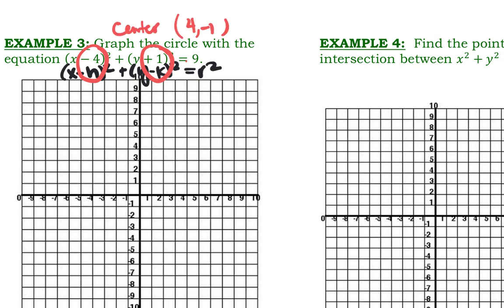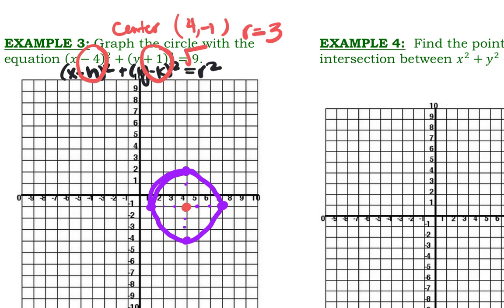All right, what would the radius be? 3. Okay, so you're going to graph it. You're going to graph 4, negative 1, so that's going to be your center. And the 3, you're just going to make 4 points. You're going to go up 3, 1, 2, 3, make a point. Go to the right, 1, 2, 3, make a point. 1, 2, 3 going down, 1, 2, 3 going left. And then you're going to do your best just to make a circle. It's okay if it's not perfect, but just connect them to make your circle. All right, and that's you graphing the circle.